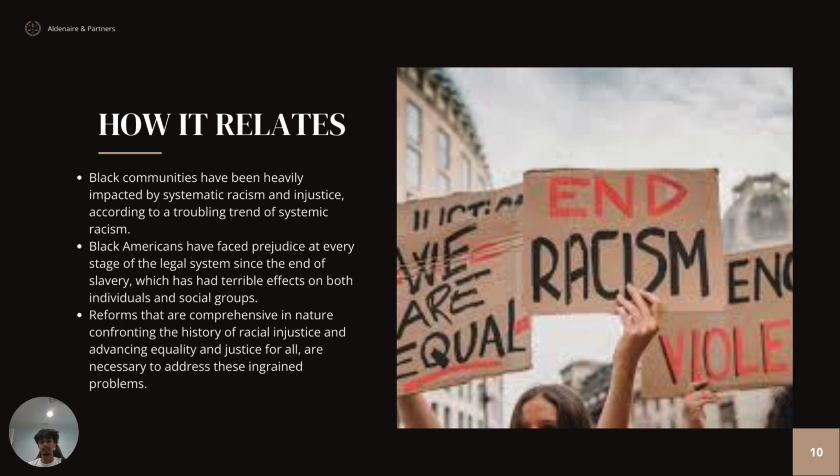And this picture shows the BLM movement and how people are still trying to protest and end racism, as it's still very prevalent. Even though the Civil Rights Movement helped a lot with that, it's still a big problem, and it's good to see that people are still trying to fight to end racism.